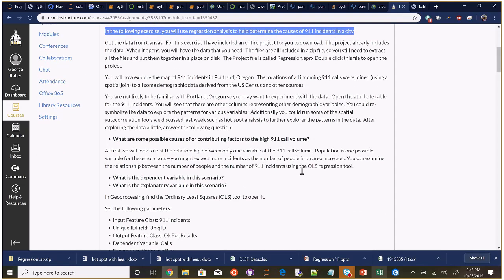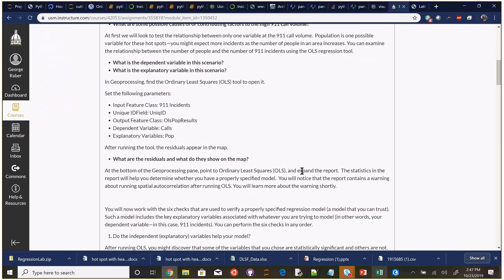Okay? So let's think about what are some other possible causes or contributing factors to 911 volume. You could think of your own. You might expect more incidents as the number of people in the area goes up. Oh, we already did that one. I scrolled up. Sorry. Okay.